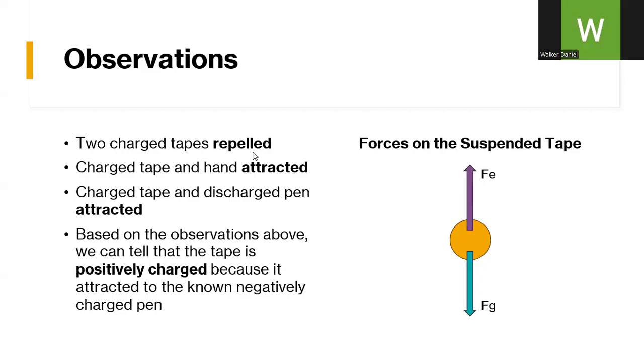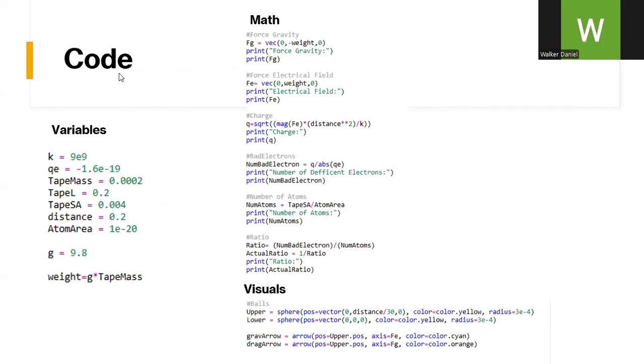Observations: two charged tapes repel, charged tape and hand attracted, charged tape and discharged pen attracted. And so, based on this, we can see that the tape is positively charged because it attracted to the negatively charged pen. And here are the forces on the upper tape. As you can see, there's the electric force upwards and gravitational force downwards, and they are equal, therefore creating a floating effect.